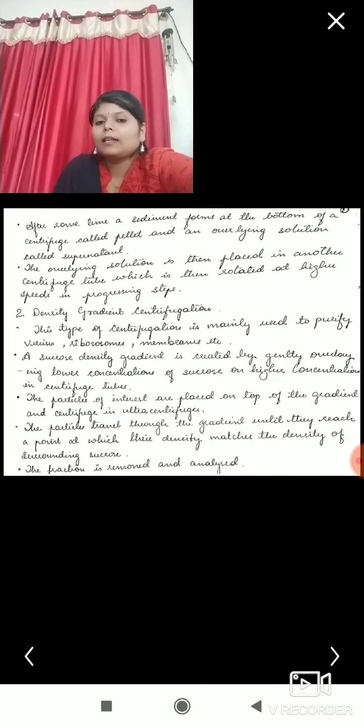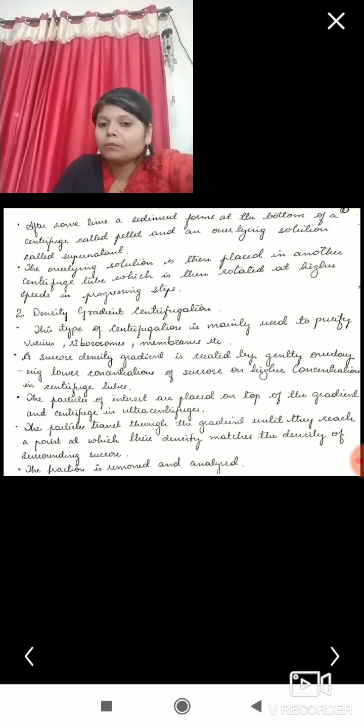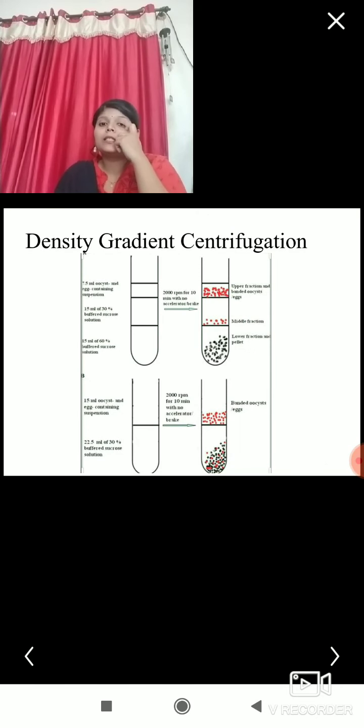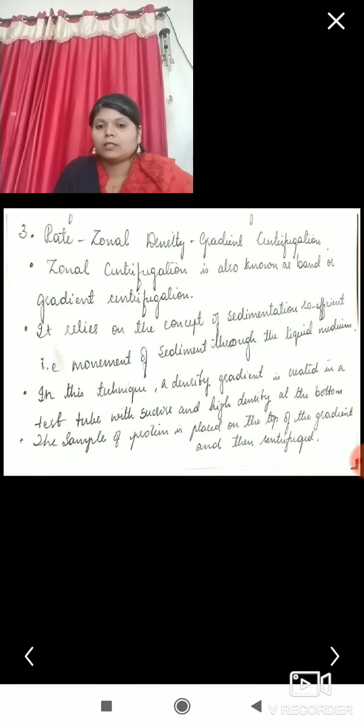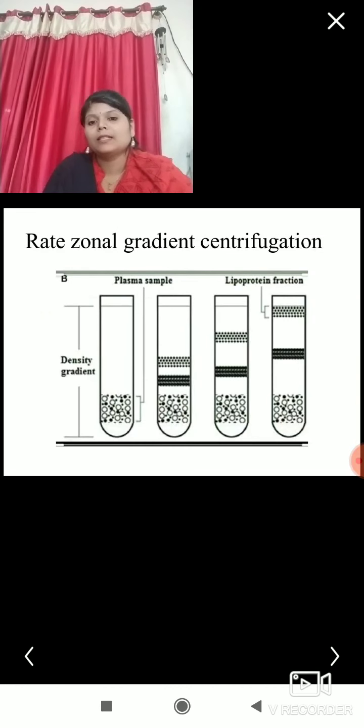You can see that the higher concentration of the sucrose is making them get into different zones and get settled down. This is a kind of density gradient centrifugation wherein we can immediately segregate all three parts. Rate zonal density gradient centrifugation. What is this rate zonal density gradient centrifugation?